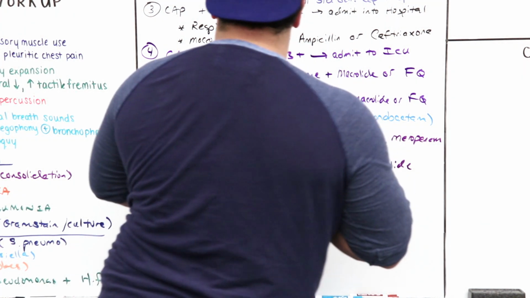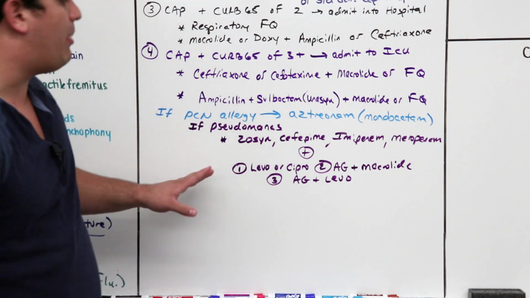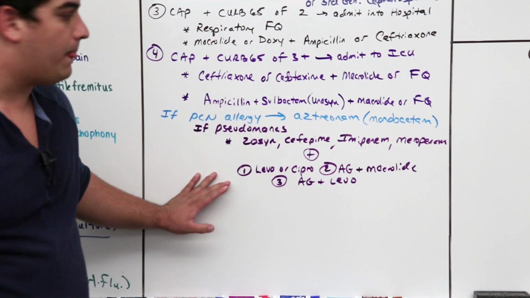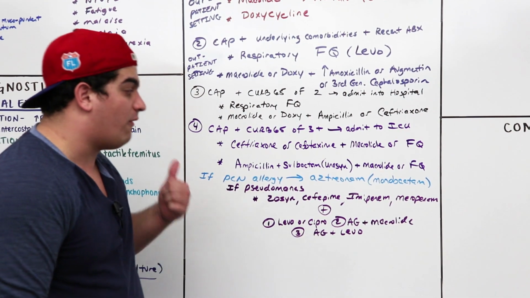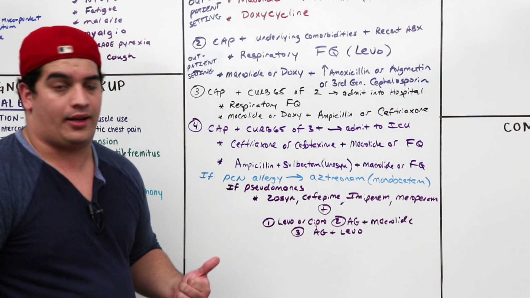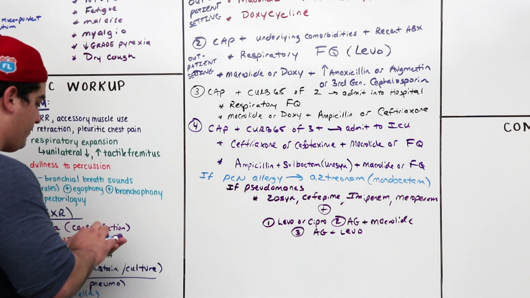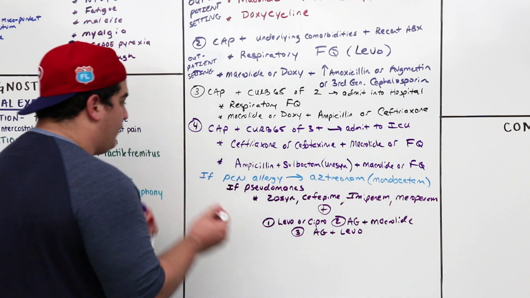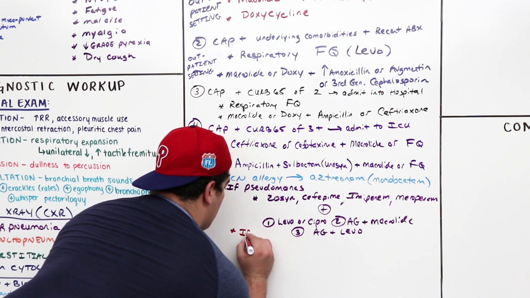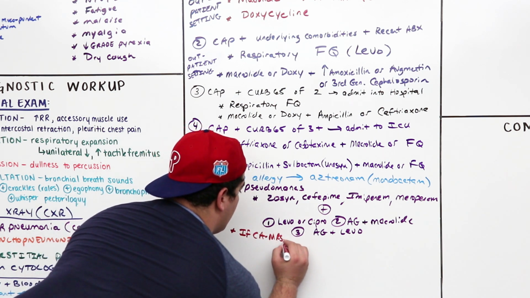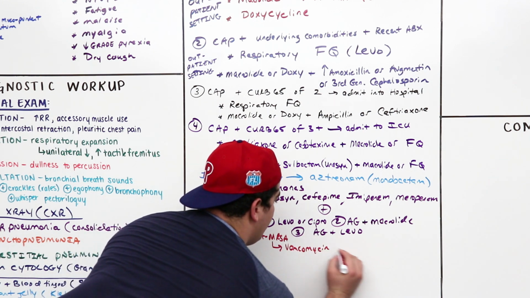The next thing is, if not only do you believe Pseudomonas, but you think that there's a possibility of community-acquired MRSA, then you do what's called vancomycin. Okay, vancomycin is a very powerful antibiotic. Or you can do linezolid. So, another thing that you should remember is if you suspect community-acquired MRSA, you want to do vancomycin or linezolid.